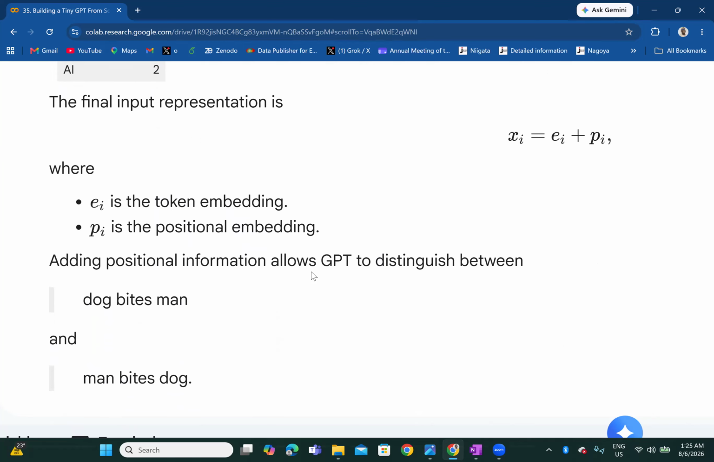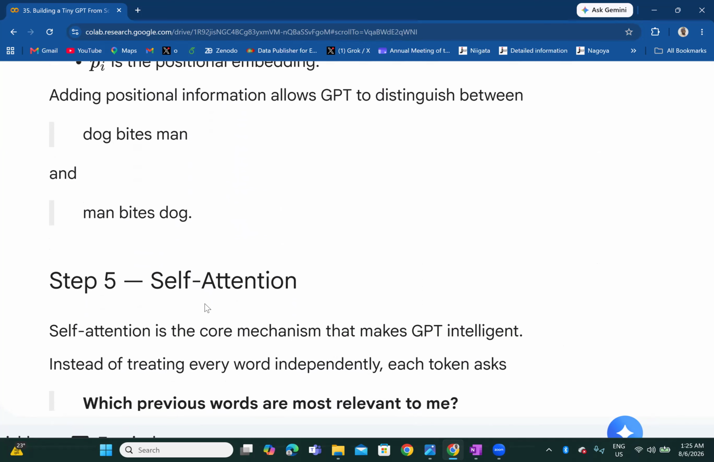Adding positional information allows GPT to distinguish between dog bites man and man bites dog. Otherwise the sentence would mean the same thing to the computer if the position is not well articulated.